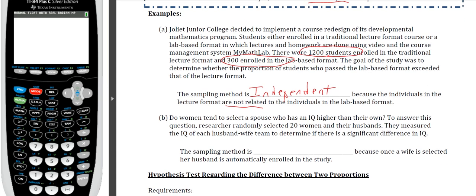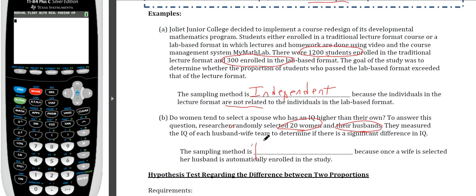As a comparison, we have: do women tend to select a spouse who has an IQ higher than their own? To answer this question, researchers randomly selected 20 women and their husbands. So we have 20 women and we have 20 men. They measured the IQ of each husband-wife team to determine if there's a significant difference in IQ. So this would be an example where we're comparing means. We're comparing the average IQ for the women, the average IQ for the men, and trying to see if there's a significant difference between the two.